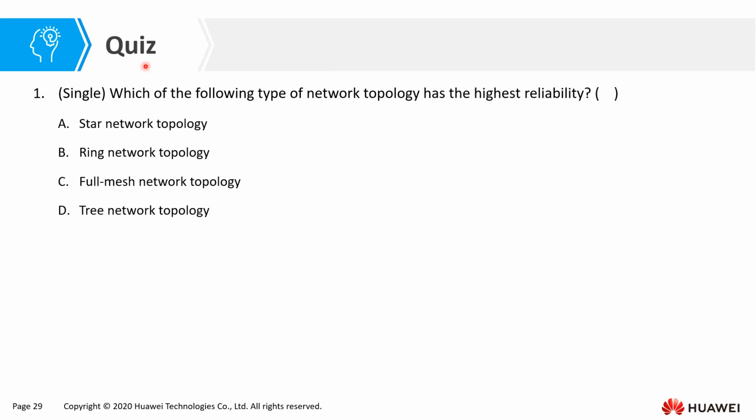Last section, quiz. Which of the following types of network topology has the highest reliability? You can see in the slides, you can use full mesh network topology, as every node is connected to other nodes through a cable. Full mesh is the high reliability network topology.